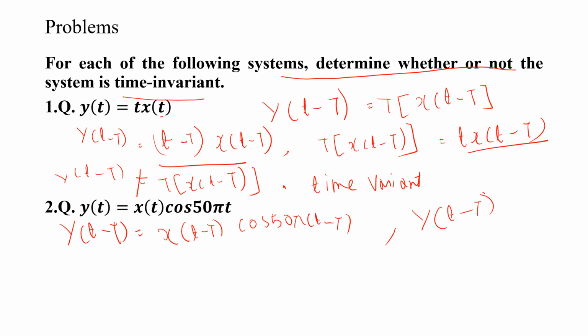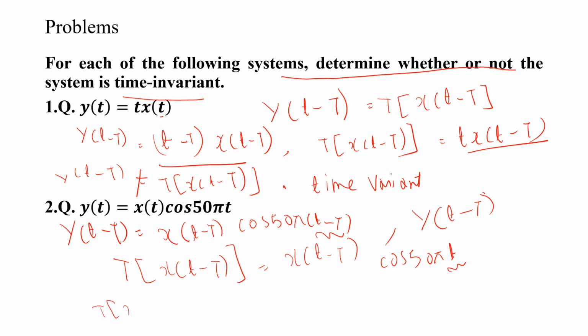Next, the second one is you have to do T of transformation of x of t minus T. So what is that? In the bracket of x you have to write t minus T. So it is x of t minus T, cos 50 pi t. It is not equal. One is saying t minus T, another is pi t. So not equal. T of x of t minus T is not equal to y of t minus T. So it is a time variant system.